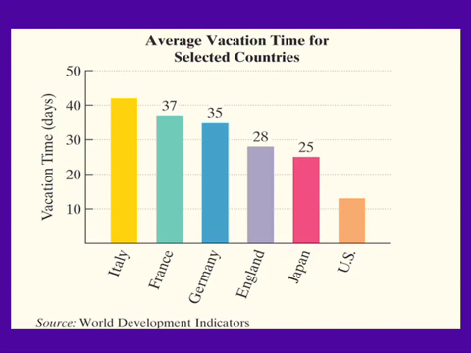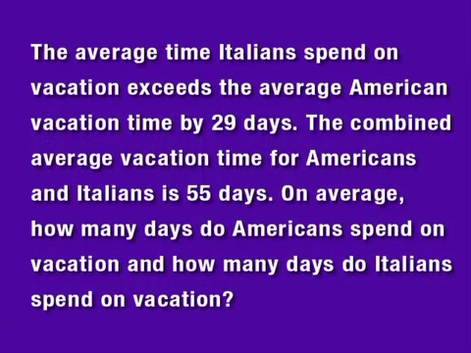Now we can see that the values for France, Germany, England, and Japan are given to us. However, notice that the values in the chart are not given to us for the US and Italy. The average time Italians spend on vacation exceeds the average American vacation time by 29 days. The combined average vacation time for Americans and Italians is 55 days. On average, how many days do Americans spend on vacation and how many days do Italians spend on vacation?